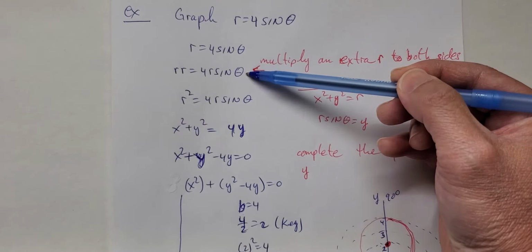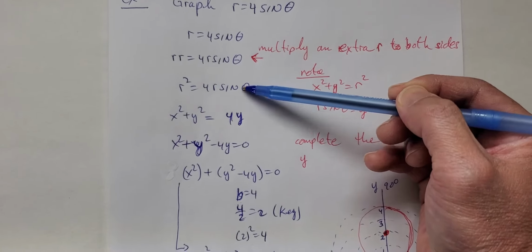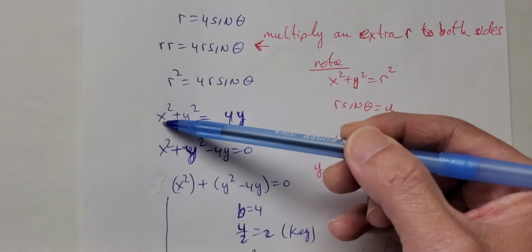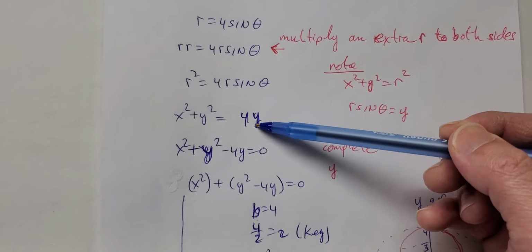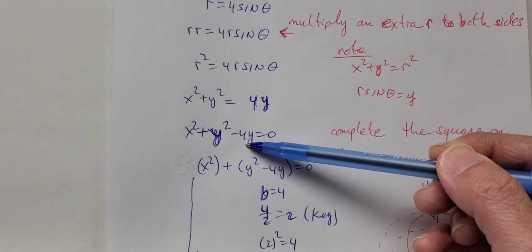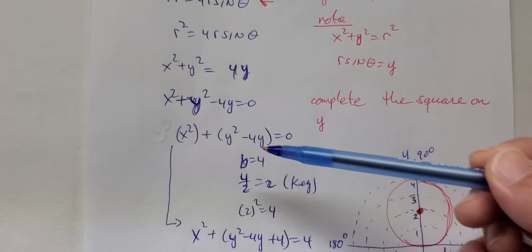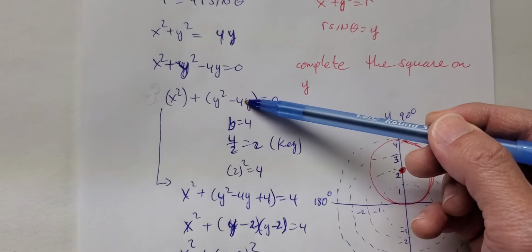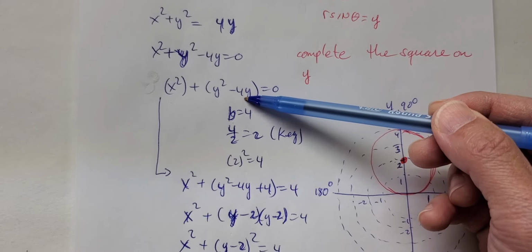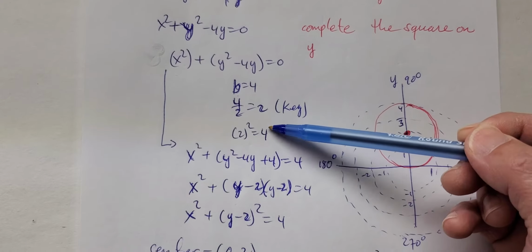Multiply r to both sides, so I have r squared equals 4r sine theta. Replace r squared by x squared plus y squared. Replace r sine theta by y. Bring the 4y over, negative 4y. Regroup, put the x together, put the y together. Here, there's nothing for x, so leave x alone. Here, there is something for y, so complete the square on the y. Half of 4 gives me 2, square of 2 gives me 4.